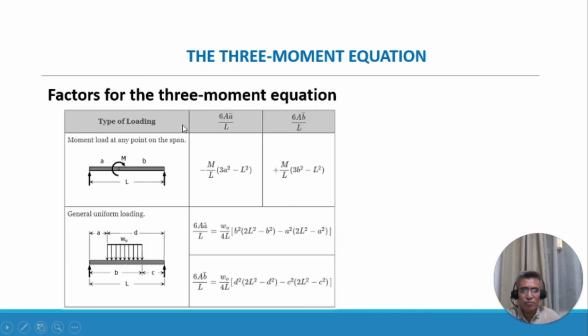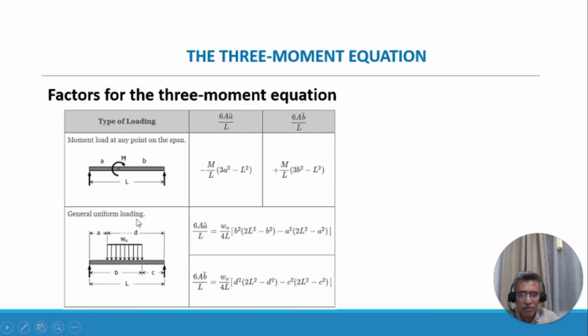And the last two parts. For the moment load at any point on the span, which means a moment at point A from the left and point B from the right, the value for 6A A bar all over L is negative M over L times 3A squared minus L squared, while 6A B bar over L is equal to positive M over L times 3B squared minus L squared.